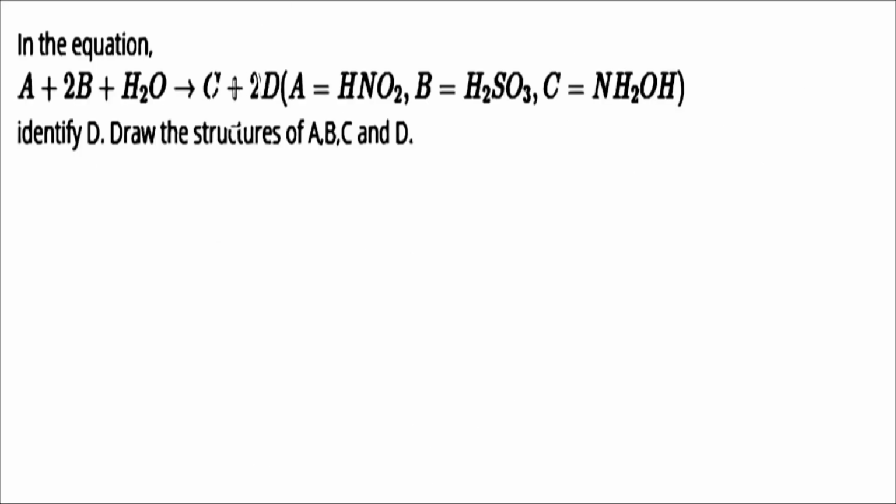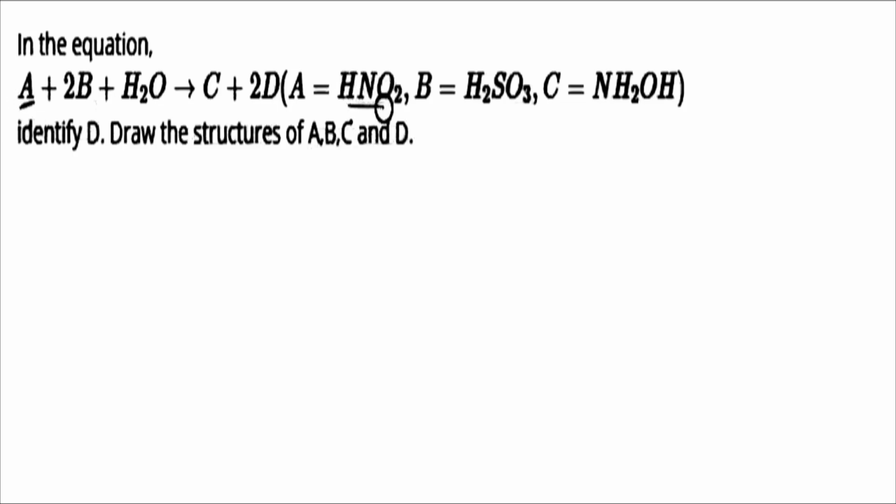Hello everyone. Your question says that in the equation A plus 2B plus H2O gives C plus 2D, where A is HNO2, B is H2SO3, and C is hydroxylamine, NH2OH. Identify D and also draw the structures of A, B, C and D. Now, how do you approach this question?